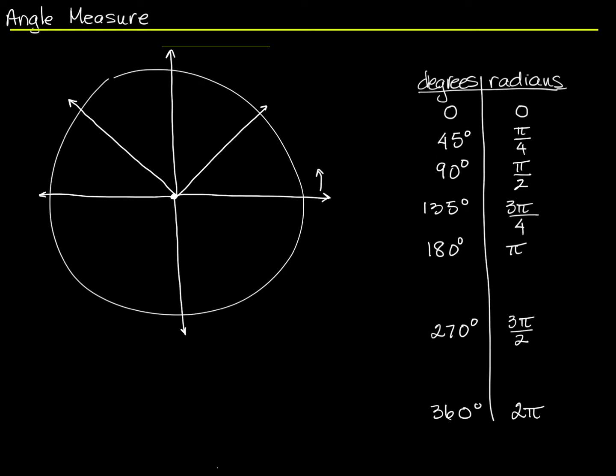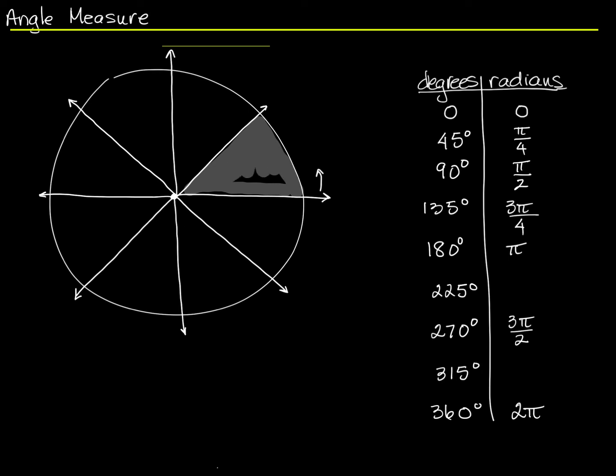Halfway between 180 and 270 is 225, so 225 degrees. And halfway between 270 and 360 is 315, so 315 degrees. So 225 is here, and 315 is here. Now, if you look at the size of this angle here, I'll use a different color. This angle here, what we decided was 45 degrees, or pi over 4.